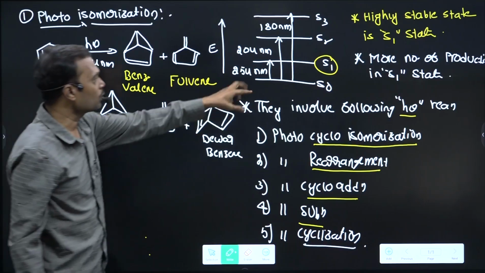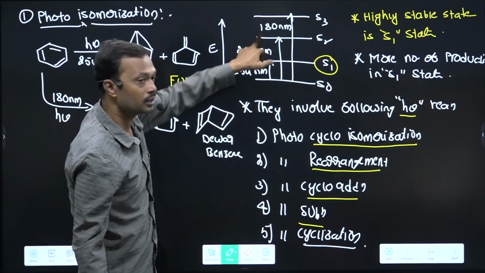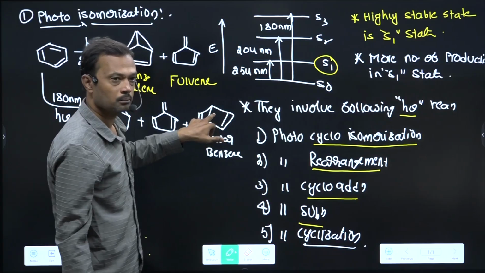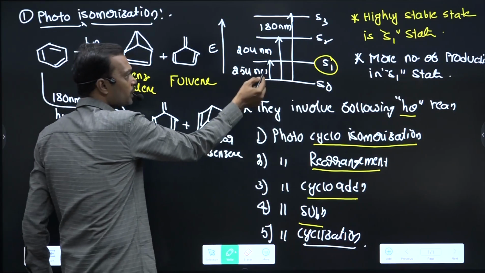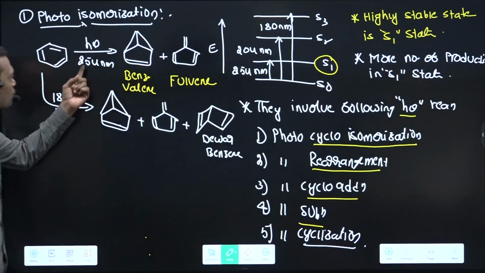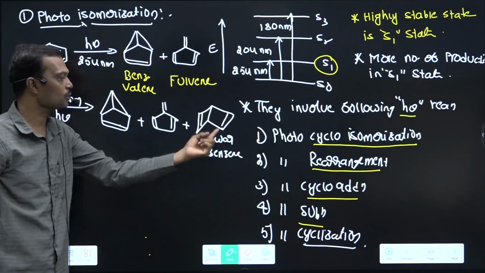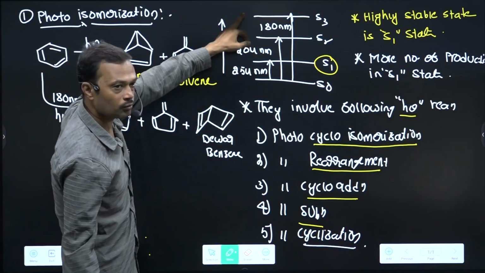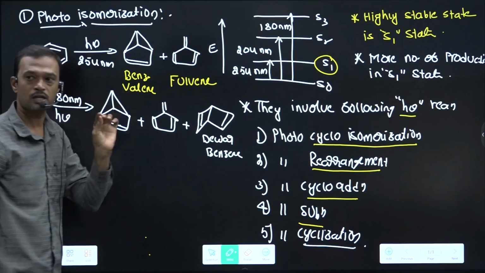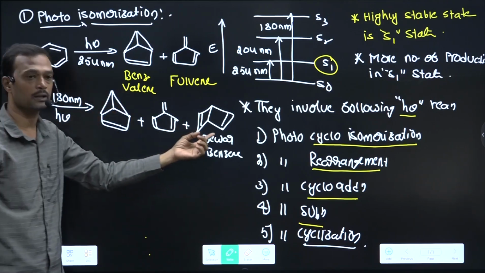Even at 204 it is possible. Even at 180 also Dewar benzene is possible, but the percentage of Dewar benzene is very less. Dewar benzene formation is not possible at 254. So Dewar benzene preparation is done at 204 and one more at 180. But the percentage yield is always less, so that's why I can say it is minor.